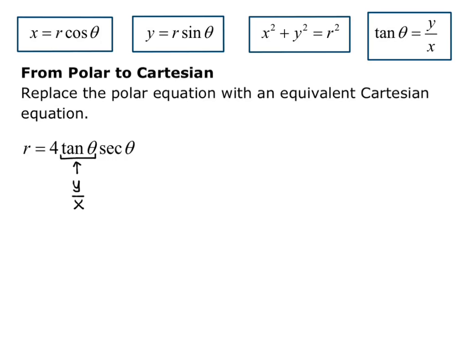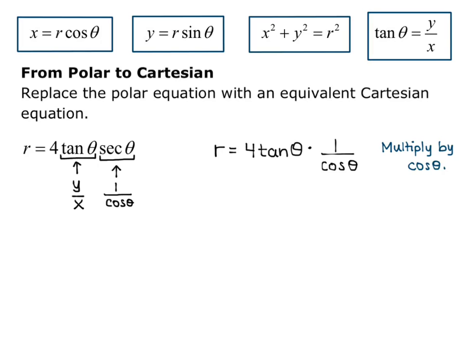I can't replace secant of theta very easily, but I do know that secant is 1 over cosine, and so I could rewrite this equation as r equals 4 tangent of theta times 1 over cosine. And now what I recognize is that if I multiply both sides by cosine of theta, then on the left-hand side of the equation I'll get r cosine of theta, which is equivalent to x. So I'm going to multiply by cosine of theta. I get r cosine of theta equals 4 tangent of theta.